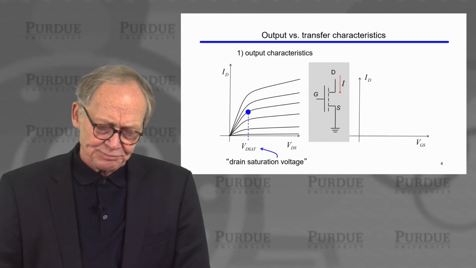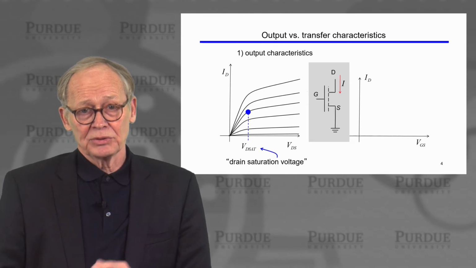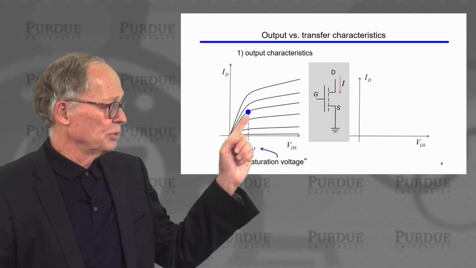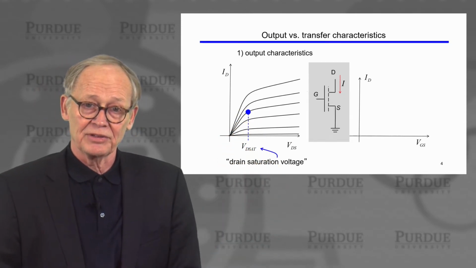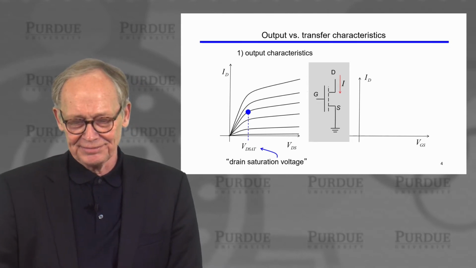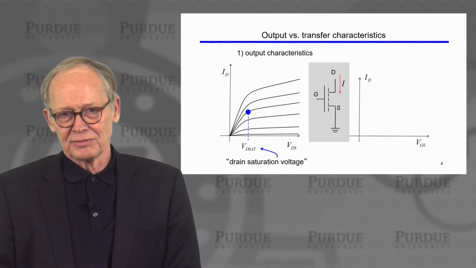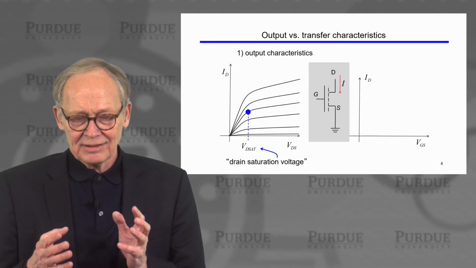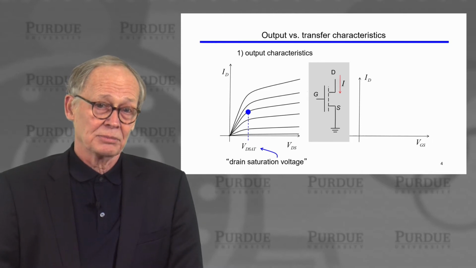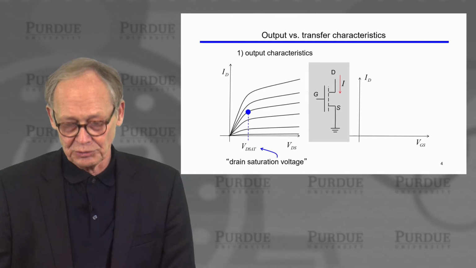Now, we can define a voltage called the drain saturation voltage, which separates two key regions of this output characteristic: the linear region and the saturation region. And you can see that for voltages bigger than the drain saturation voltage, the current doesn't completely saturate, but it becomes much less dependent on drain to source voltage.